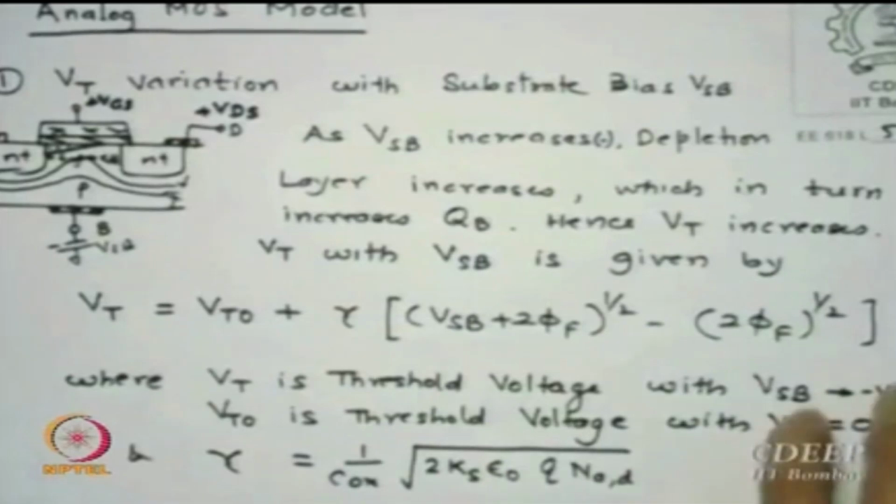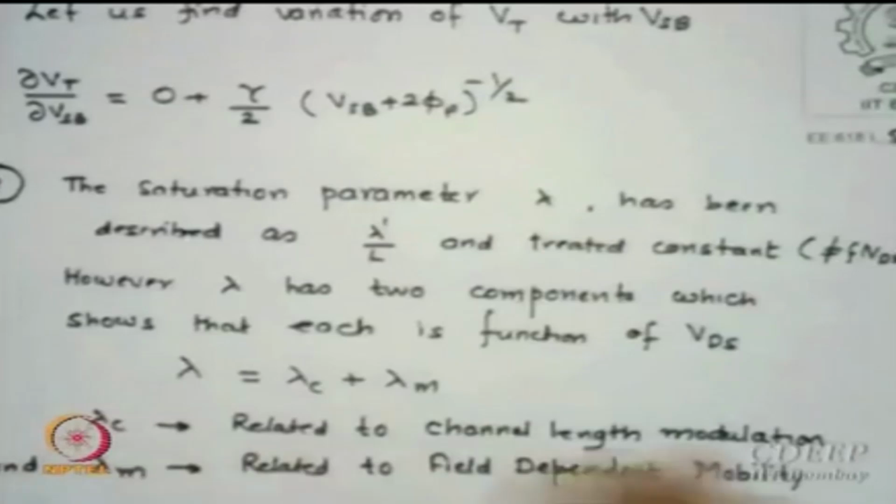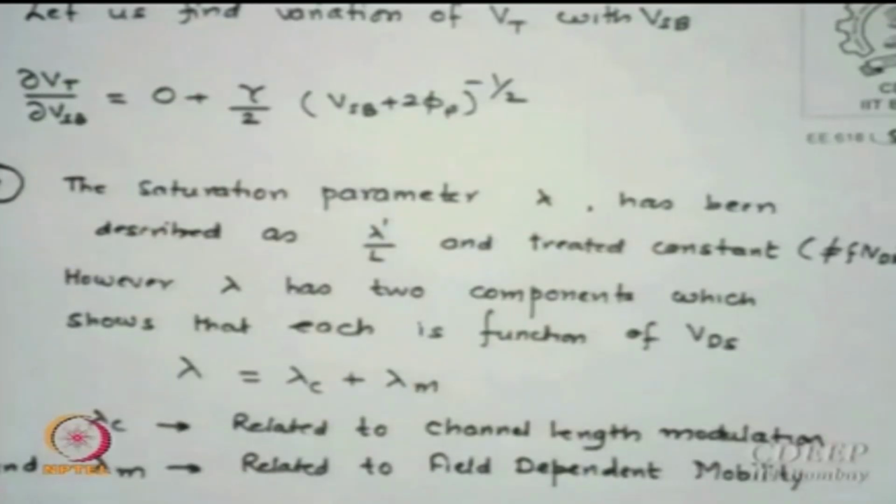So this VT has now been enhanced compared to its zero bias case, and that should be taken care of. Of course this expression we will use later, I just want to show that there is a threshold variation with VSB, which is gamma by 2 times VSB plus 2 phi f to the power minus half, just differentiate. So we see the change in threshold voltage with substrate bias; that half will come and the minus will appear due to the differential.